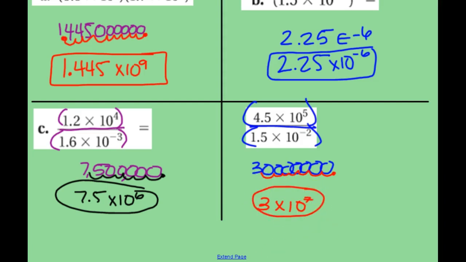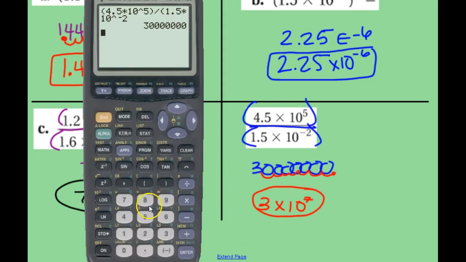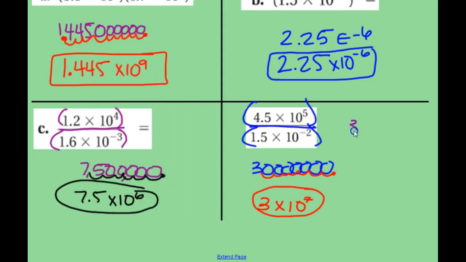Now, some of you might be thinking, well, can't I just do some of this in my head? 4.5 divided by 1.5, well, you could plug this in your calculator if you wanted to, and you get 3. And then negative exponents, we would move to the top, so we'd have 10 to the power of 2 also on the top, so yes, we would have 7 tens on the top. So either way, you would get the same answer.